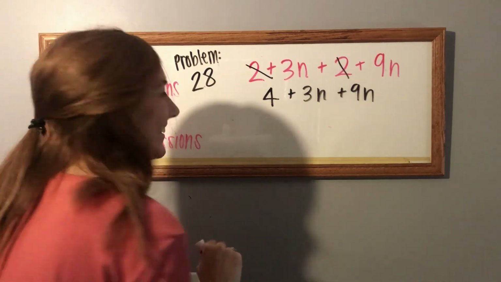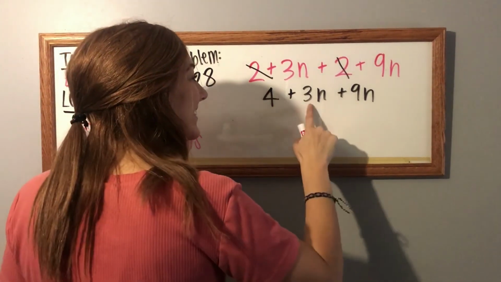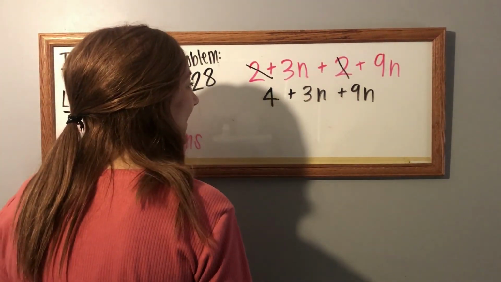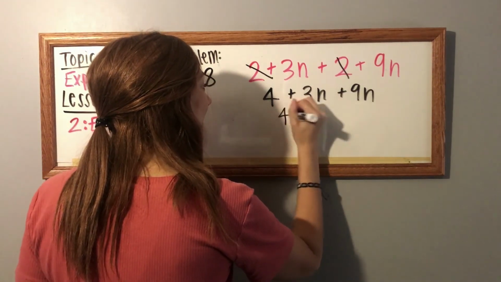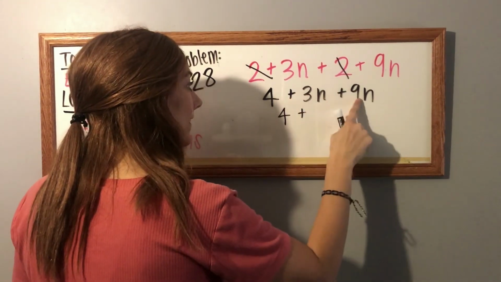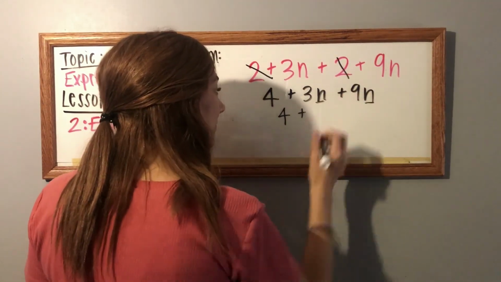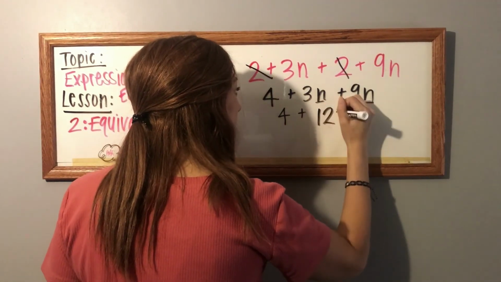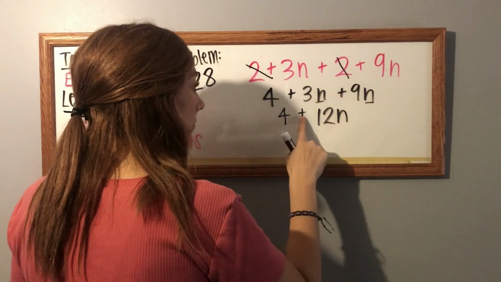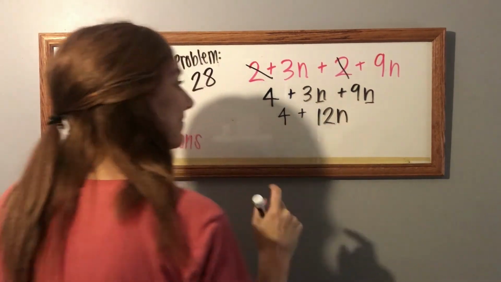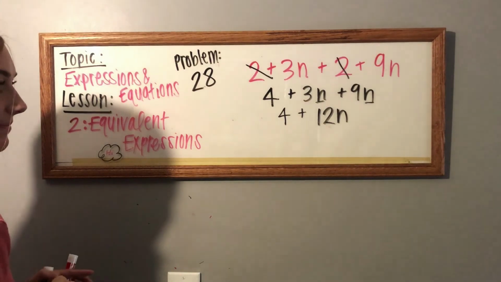No, I'm not. I'm going to combine those two. I got 3 plus 3n plus 9n. So when I see that they're both n's and there's no 2's or 3's or exponents or anything, I'm just going to combine those two coefficients. So 3 plus 12, I got 4 plus 12n, right?